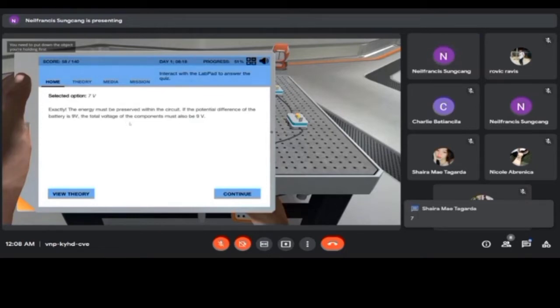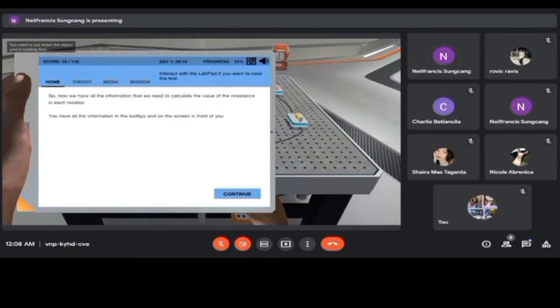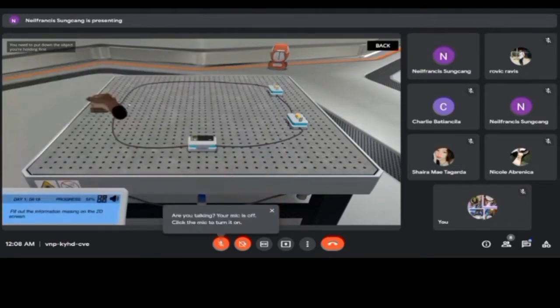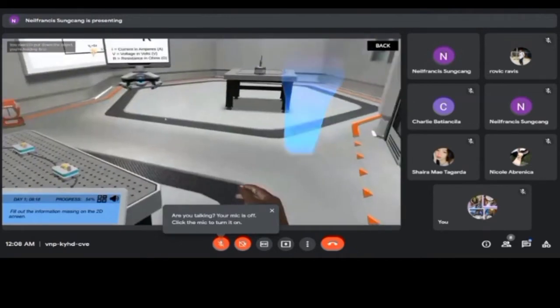Exactly. The energy must be preserved within the circuit. If the potential difference of the battery is 9 volts, the total voltage of the components must also be 9 volts. So, now we have all the information that we need to calculate the value of the resistance in each resistor. You have all the information in the tooltips and on the screen in front of you. Put down the portable multimeter. Fill out the information missing on the 2D screen.